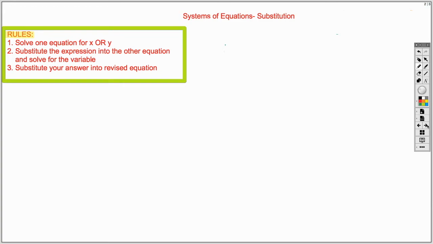Today I'm going to be teaching you about systems of equations. You'll probably see that there are two videos I've posted, one saying substitution and the other with another name. There are basically two ways to solve systems of equations. This is the first one, substitution, and I'll teach you the other method in a later video. But let's begin with substitution.